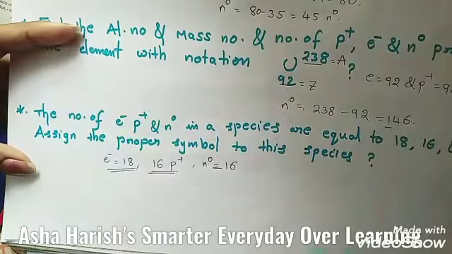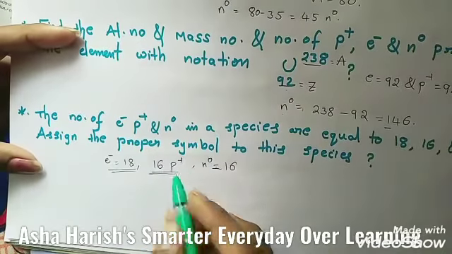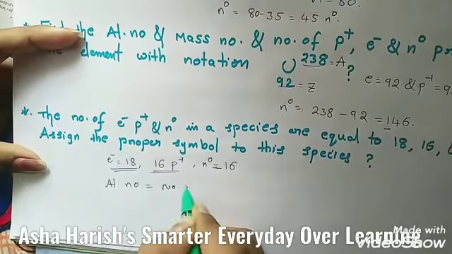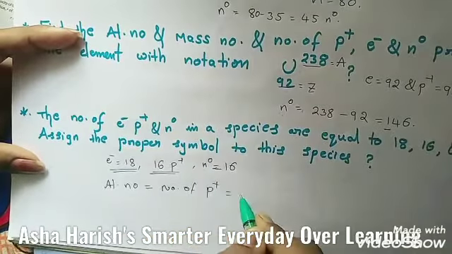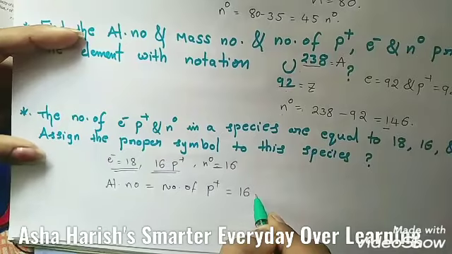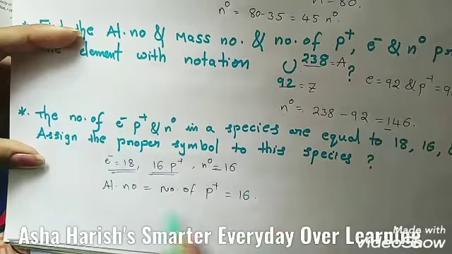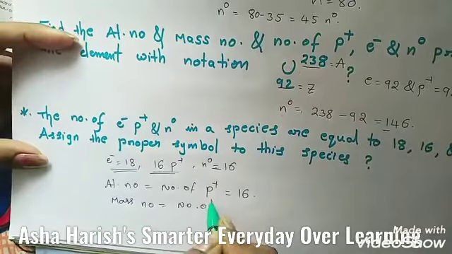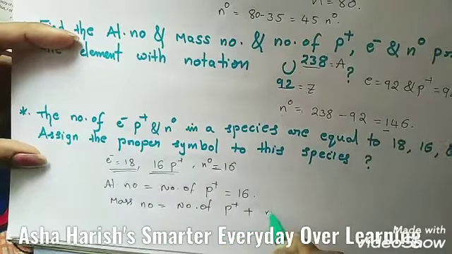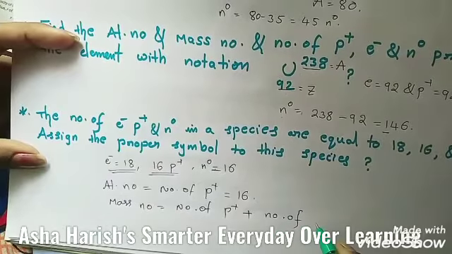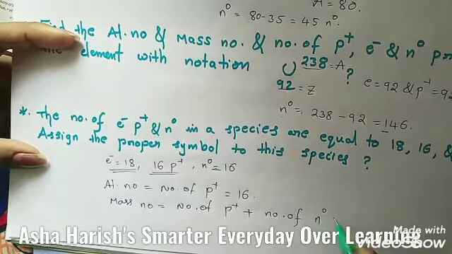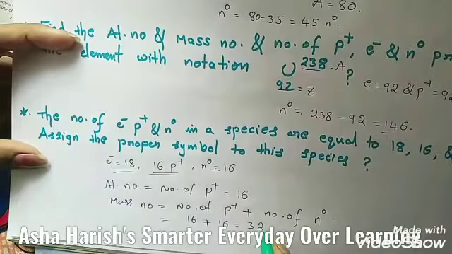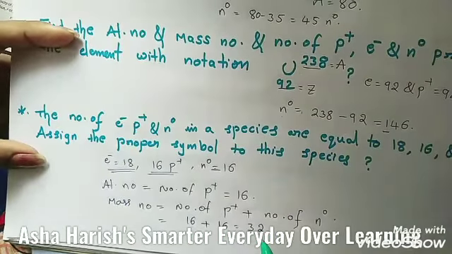The number of electrons and the protons is different here, and the atomic number is equal to the number of protons, which is 16, and the mass number is equal to the number of protons plus the number of neutrons, so 16 plus 16, so 32 is the mass number.